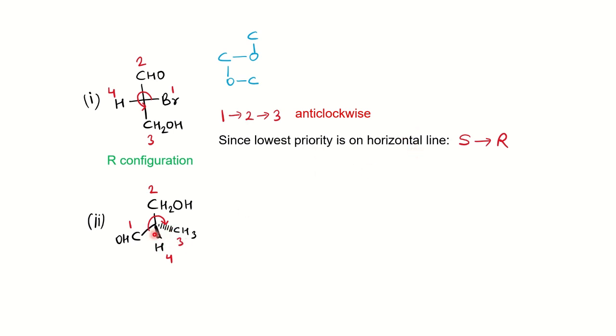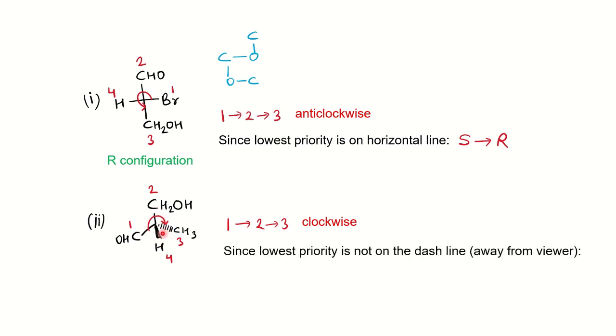So similarly here we will rotate from 1 to 3. You can see 1 to 3 is clockwise. Okay, so this is clockwise. Lowest priority is not on the dash line, so we have to convert it. Okay, so clockwise means R, so R will convert into S. Okay, so the configuration of this particular molecule is S.